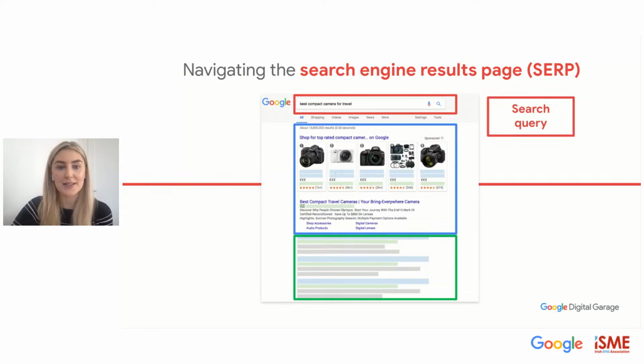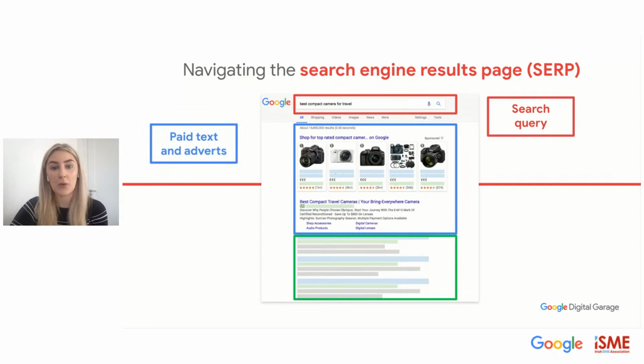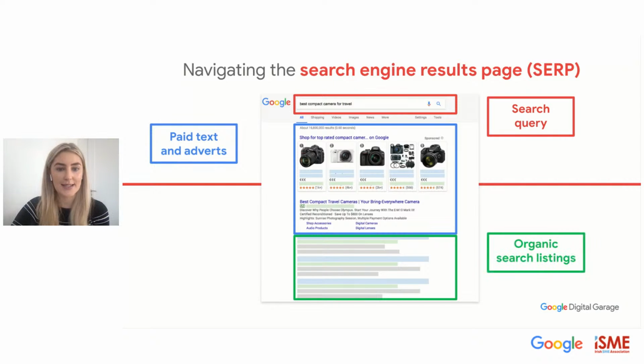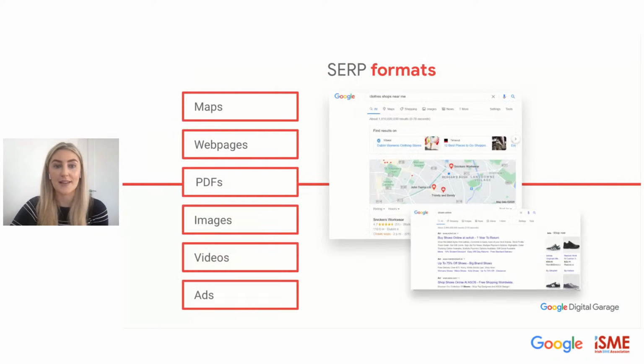So the first thing you'll notice is the search query, what somebody has typed into Google. Then the results are shown as either ads or organic listings. Ads are paid listings that appear above organic listings. There can be up to 4 that appear here. So now that we know how the page is structured, let's take a look at the way the content can appear.